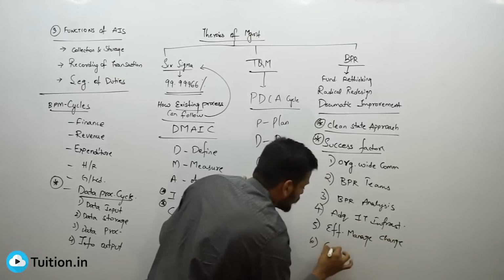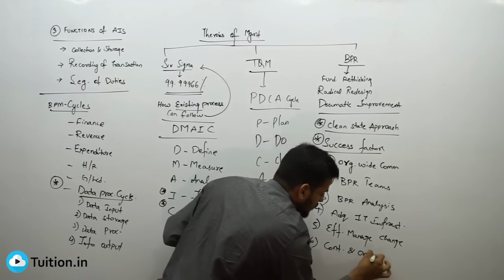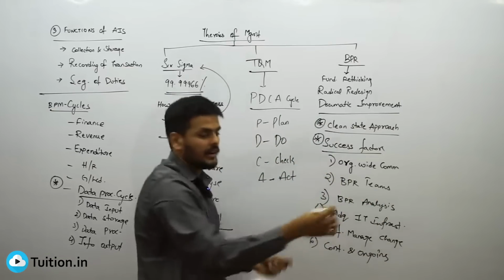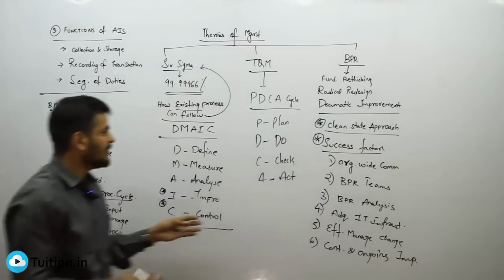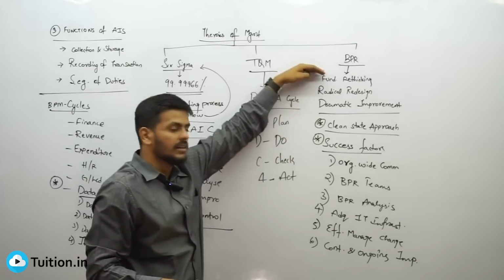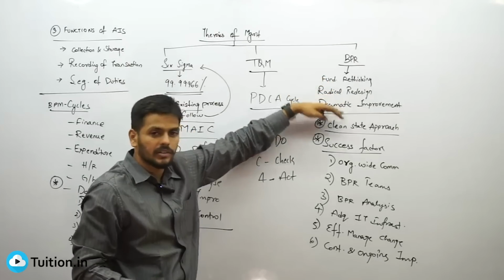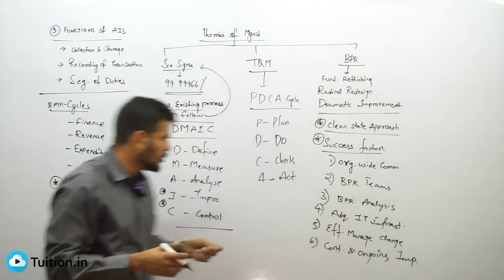And 6, this is not a one-day process, continuous and ongoing. So BPR is an ongoing and continuous improvement process. So that's what we have in the 3 big theories of Six Sigma, TQM and BPR. Fundamental rethinking, radical redesign, dramatic improvement. It's a clean slate approach, and then these 6 are the success factors that you need to focus on.